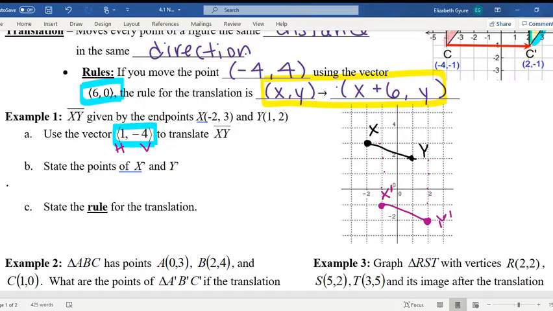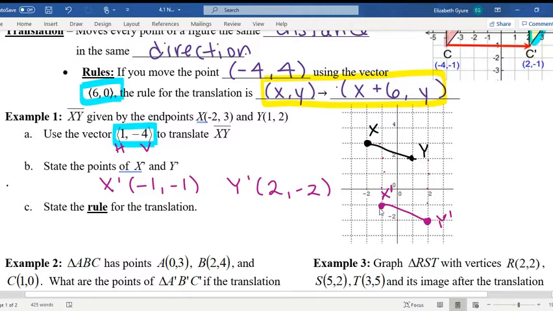Okay. Now it says state the points of X prime and Y prime. We're going to go based off our picture, but then I'm going to show you how you could have done this without a picture in general. If you take a look at X prime, what coordinate point did X prime become? (-1, -1). What coordinate point did Y prime become? (2, -2). Okay.